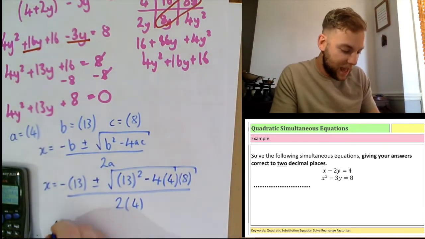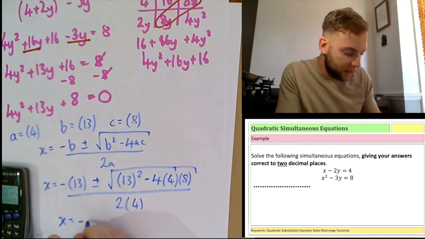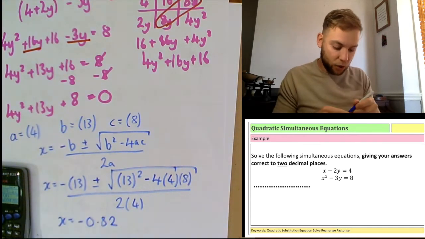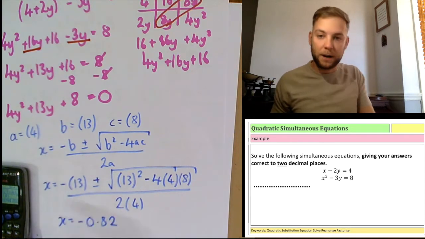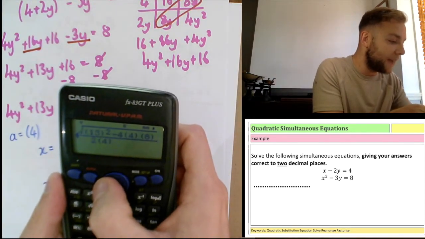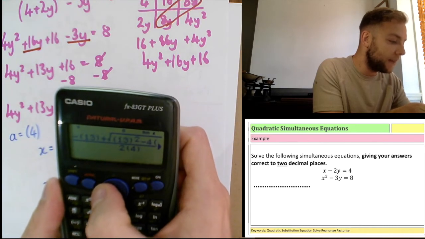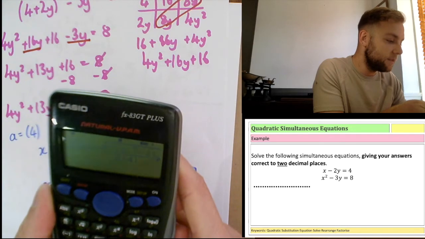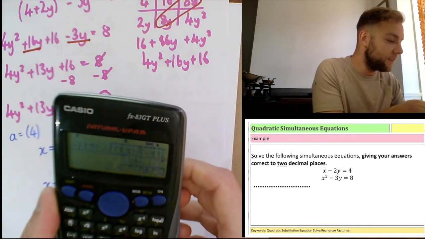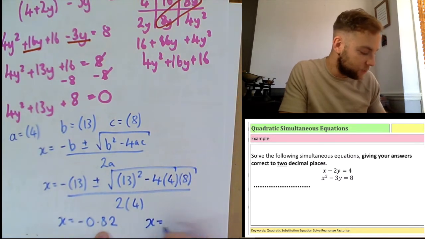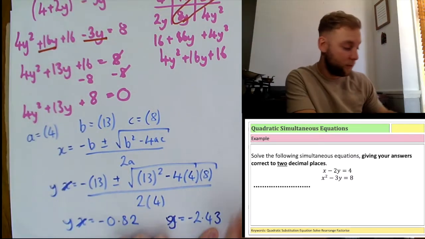So my first one is that x is equal to minus 0.82. Now, I've got my positive value. Remember, it's plus and minus, so I need to work out my negative value, and I do that by going all the way back here. Delete this one, change it to a minus, put that in, and I end up with, this time, minus 2.43. So x is equal to minus 2.43.